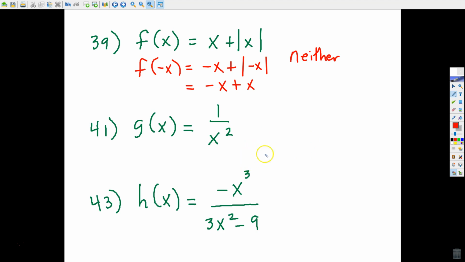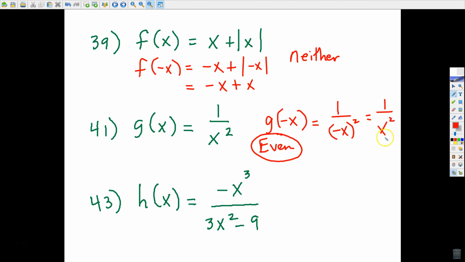Okay, let's try number 41. If we input negative x, it looks like this. All right, and when you simplify this denominator, negative x to the second power is x squared. Well, that's the original function. So this is the way it happens when you end up with an even function. Inputting negative x basically results in giving you the original function. Okay, let's do number 43. H of negative x.